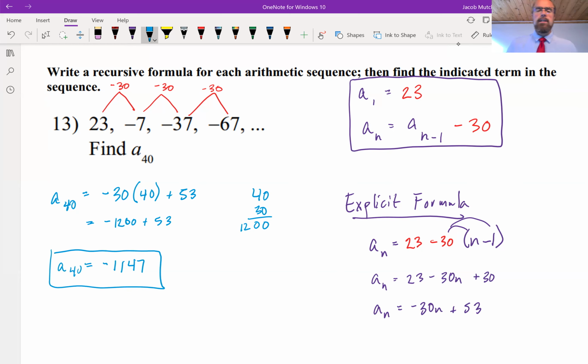So definitely the 40th term would have required a lot of listing. Again, the advantage of an explicit formula, I can plug in the place, in this case the 40, directly into the equation and calculate.